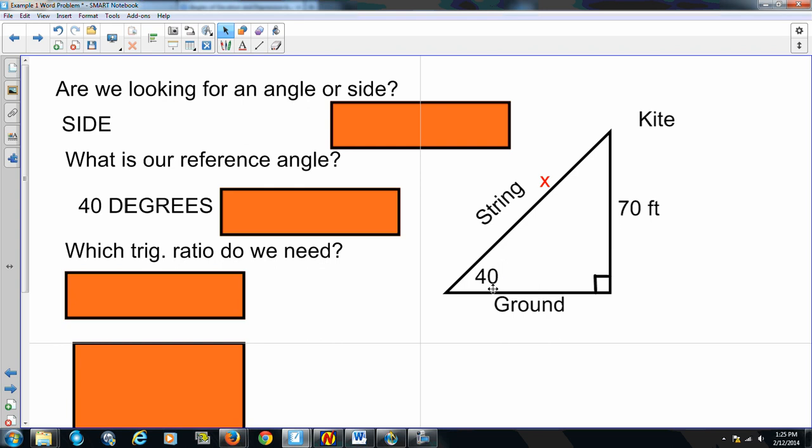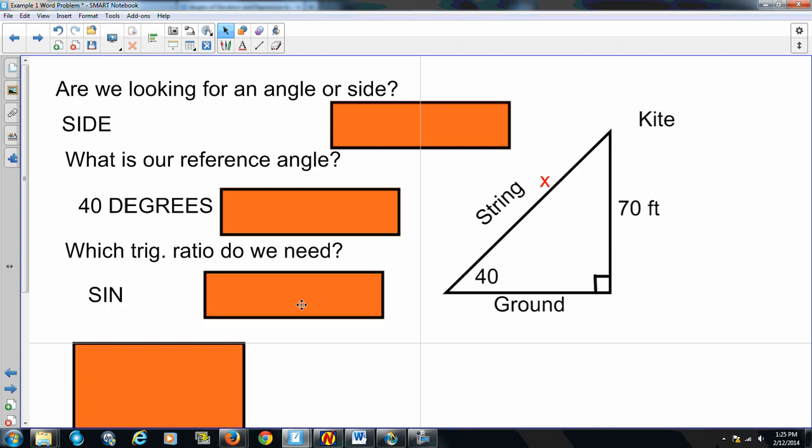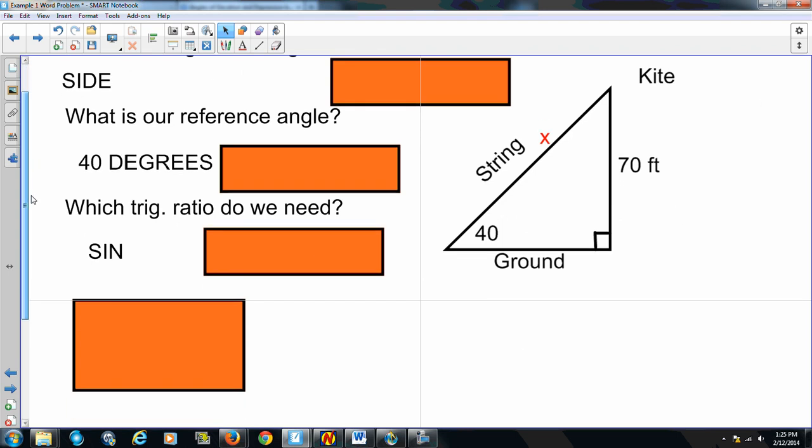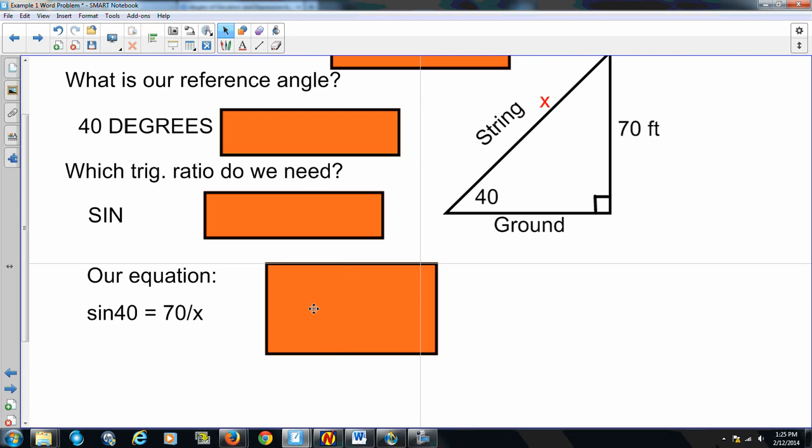So if this is my reference angle and I have 70 feet and a hypotenuse, what is 70 feet? 70 feet looks like the opposite to me. And then here we have the hypotenuse, so opposite and hypotenuse smells like sine to me. So if I was going to set up an equation, my equation would look like sine of 40 degrees is equal to 70 divided by x, because 70 is my opposite and x is my hypotenuse.